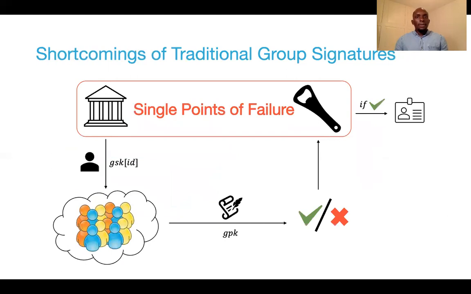And even though privacy is critical for these applications, the formal definitions of group signatures that have so far been proposed require to trust single entities for issuance and opening.